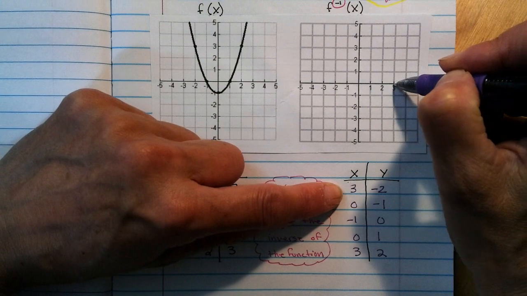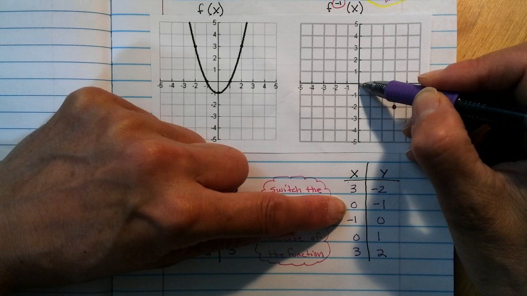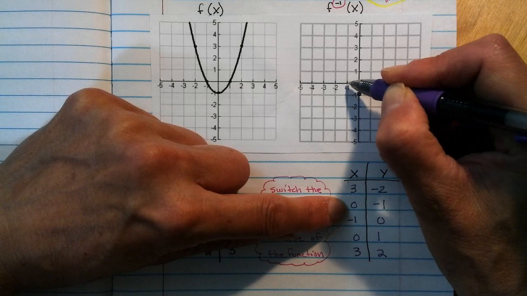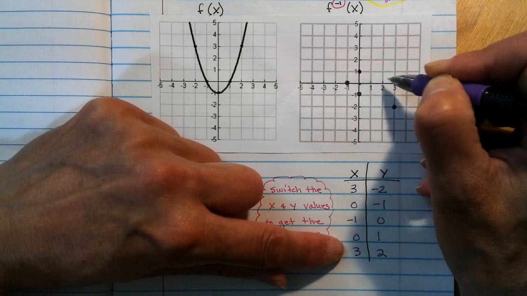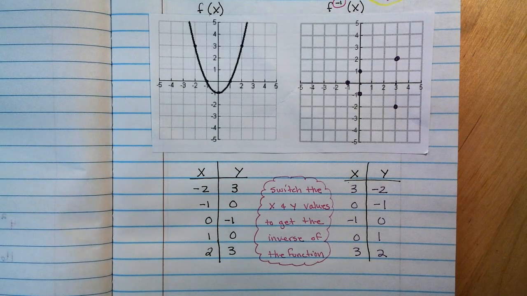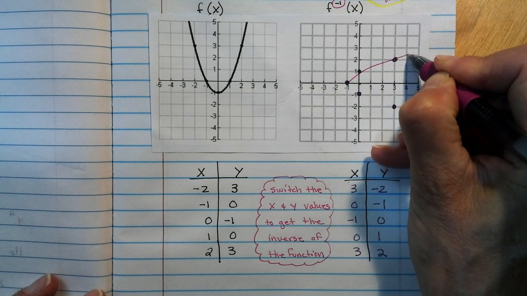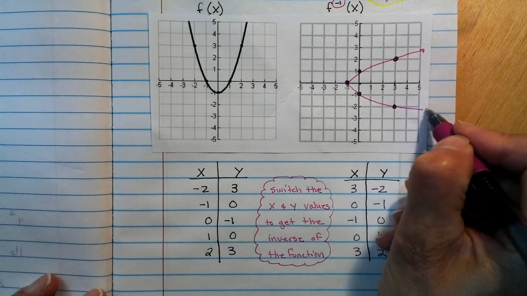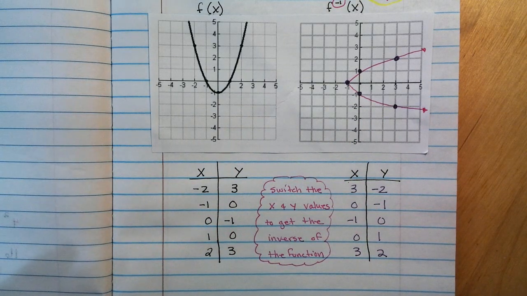So 3, -2, 0, -1, -1, 0, 1, 0, and 2, 3. So when we connect those, these are curved. That is the inverse of the function.